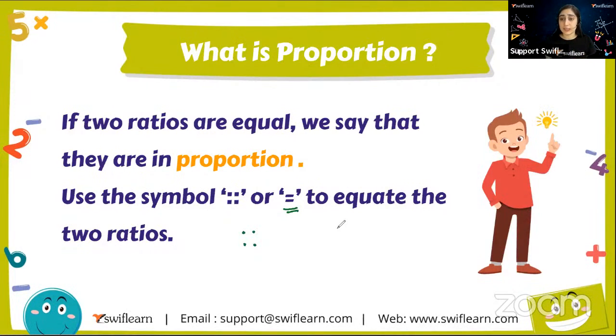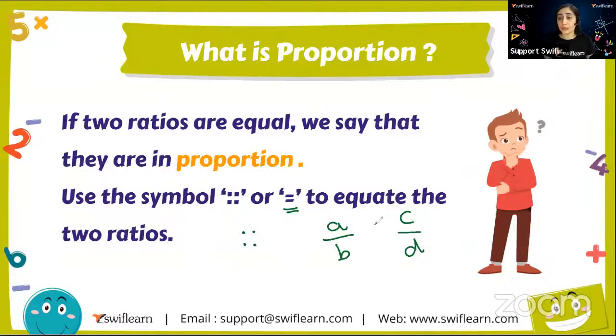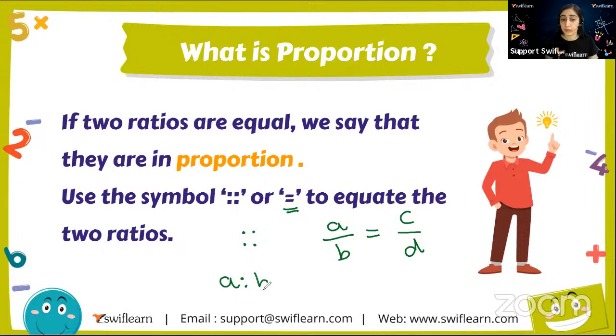So what it's actually saying, in terms of mathematical terms, is this. Let's suppose there is a fraction A by B. A can be any value, B can be any value. And if I have one more ratio, that is C by D. C can be any number, D can be any number. So if these two fractions or ratios are equal, we call it proportion. So how do we write it? We write A is to B. This is the way we write a ratio. We say it as A is to B as C is to D. So A is to B as C is to D.